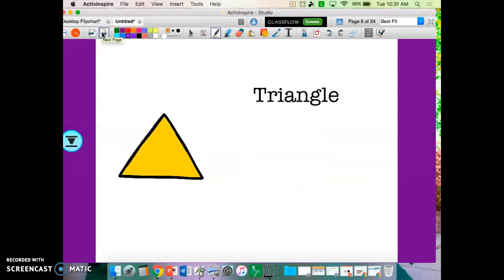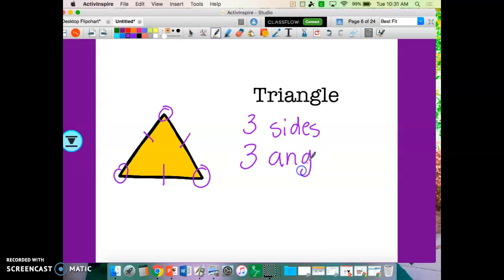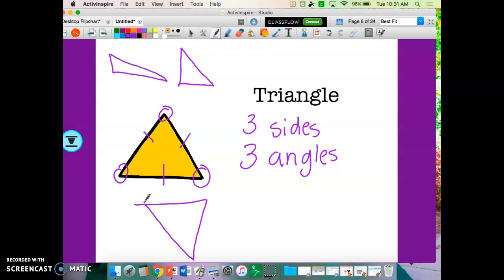My next one would be my triangle, and here we can identify that it has 3 sides, and then it would have 3 angles. Now, one of the other things that we've talked about is that triangles can look different. So while this is more of a traditional triangle, it could look like this, it could have looked like this, could look like this, well, minus this piece. But all of those are 3-sided figures, which make it a triangle.